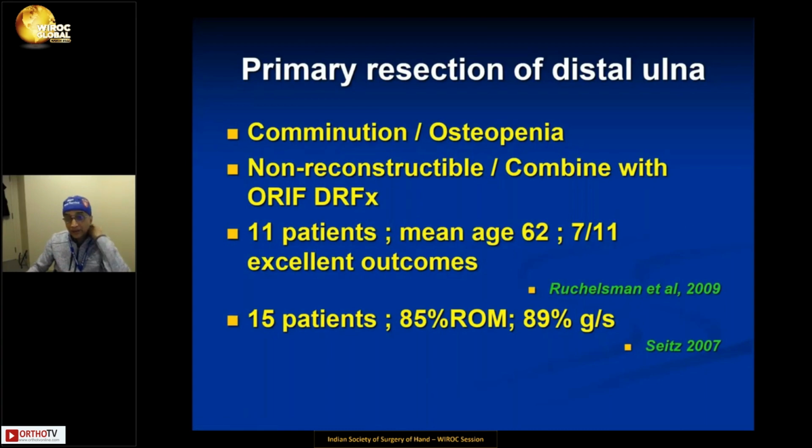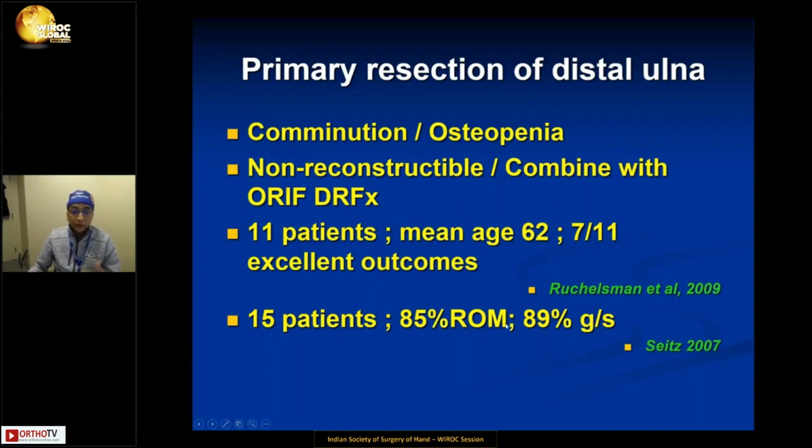How about primary ulnar resection? I don't encourage this. I don't really do this as a routine, but sometimes you have to keep it in your back pocket to think about. If there's comminution, if there's osteopenia, if the patient's bone quality is really poor and won't support hardware, then I fix the radius and can excise the distal ulna.